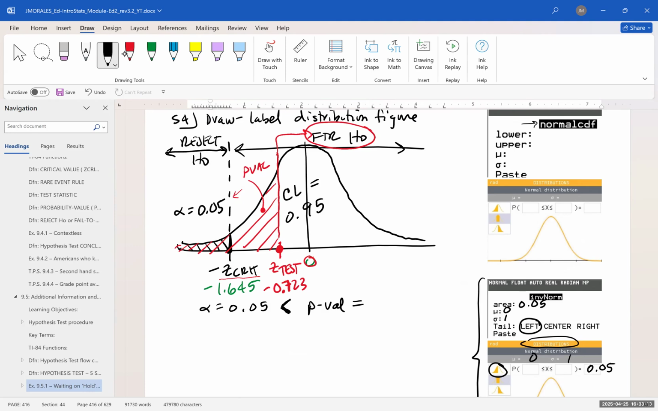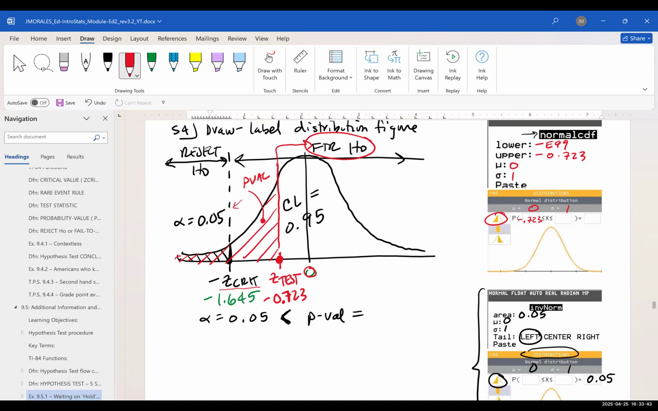And so the lower bound is going to be negative E99 with an upper bound of negative 0.723, with a mean of 0 and a standard deviation of 1. And with the NumWorks calculator: mean of 0, standard deviation of 1, area to the left of negative 0.723, like that.